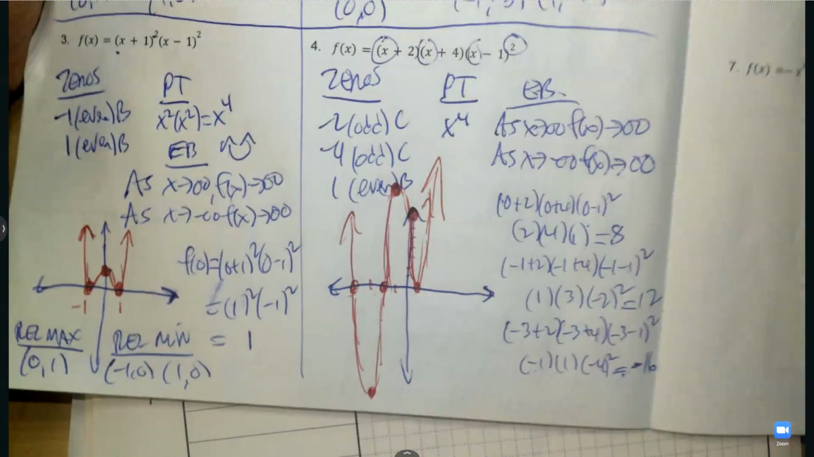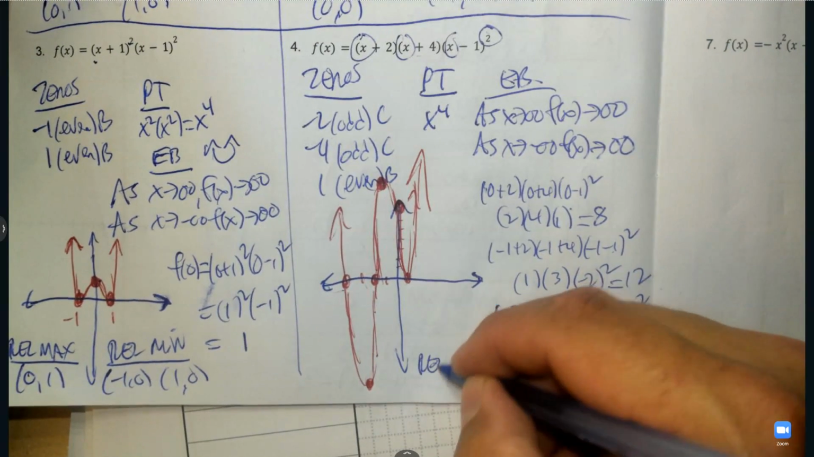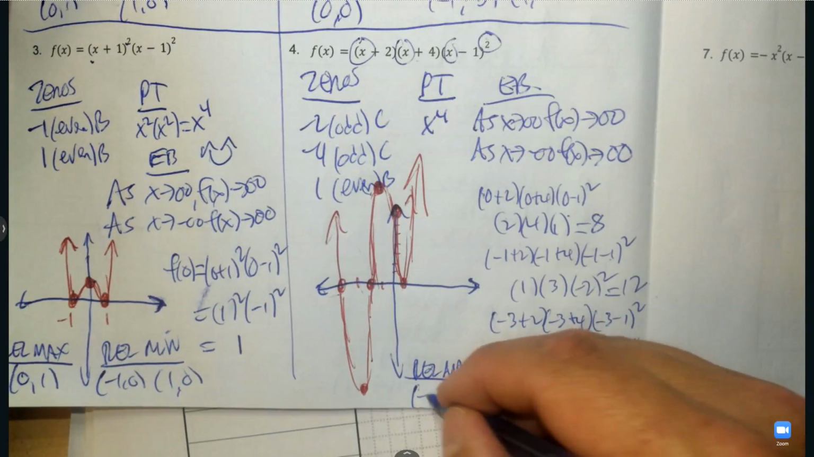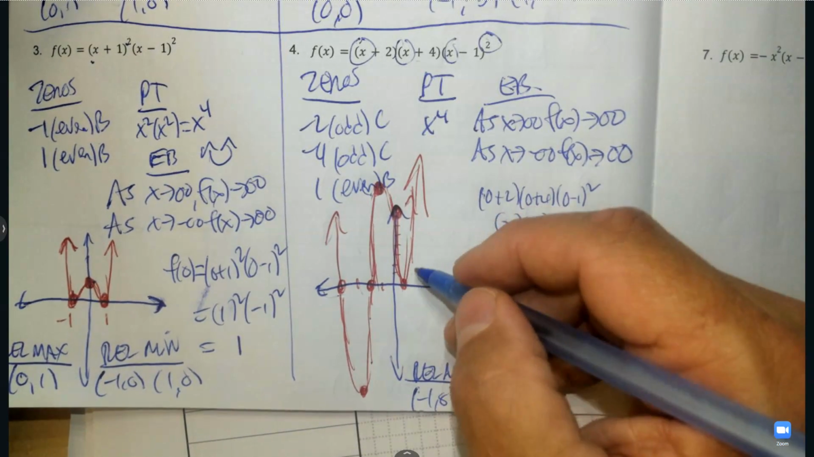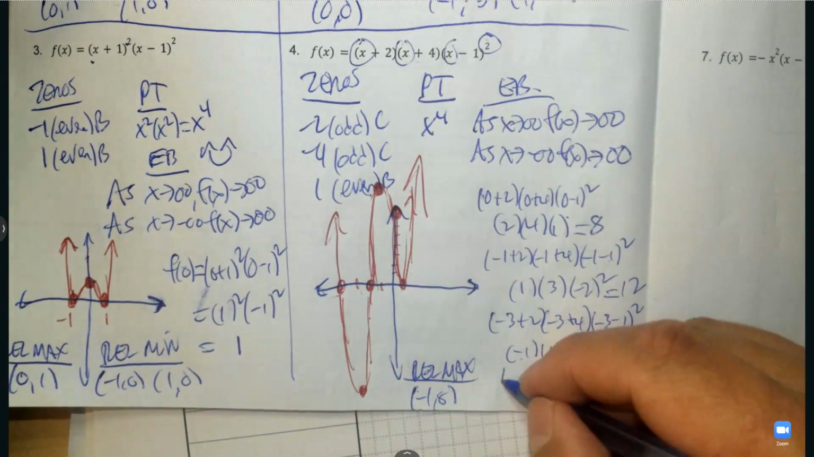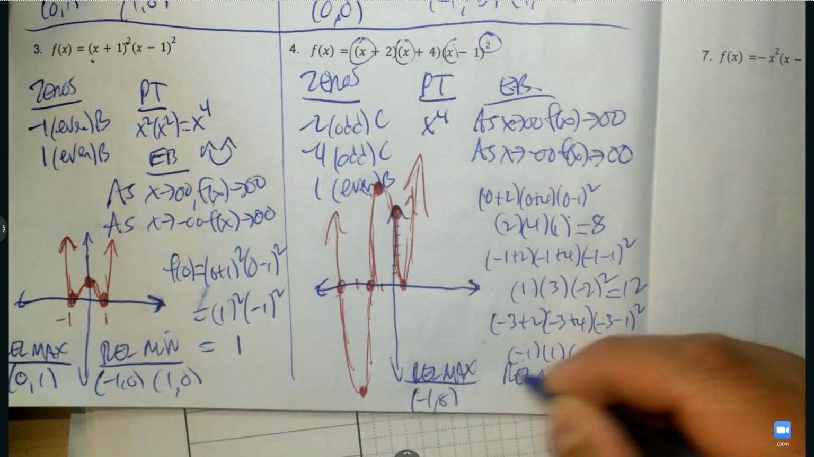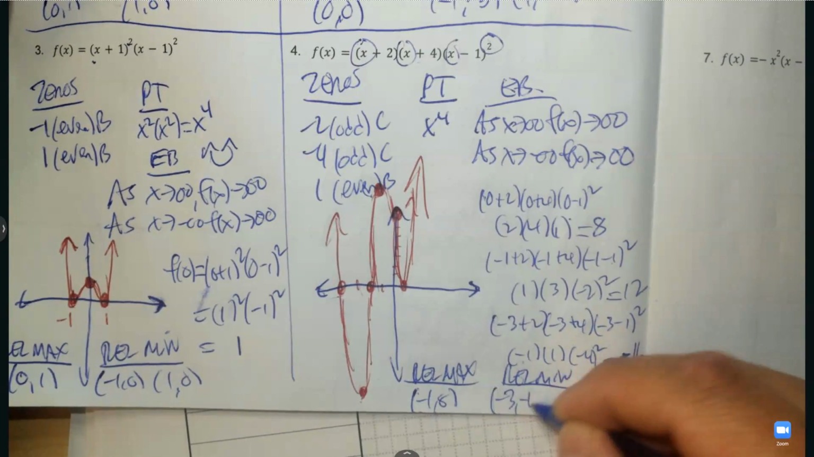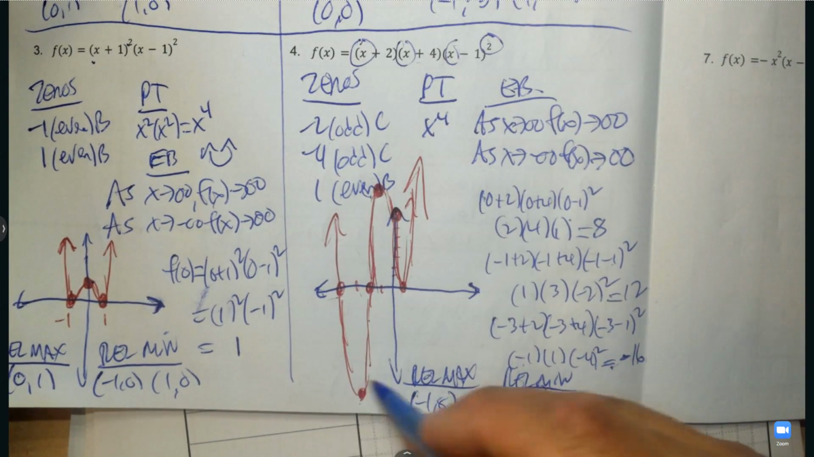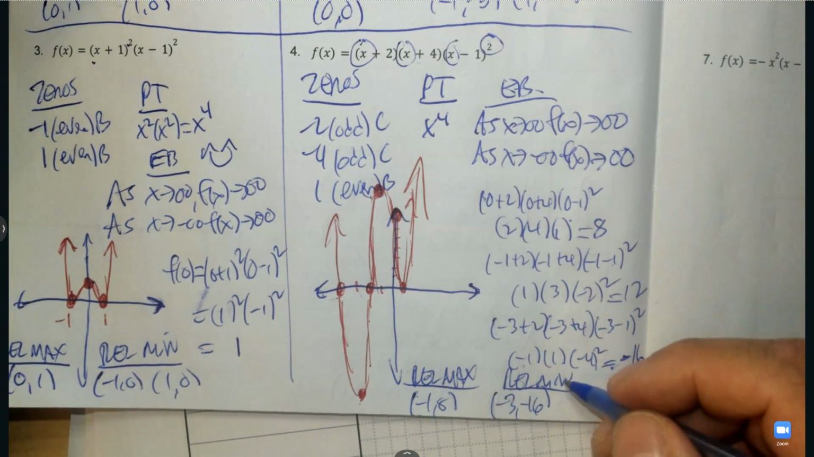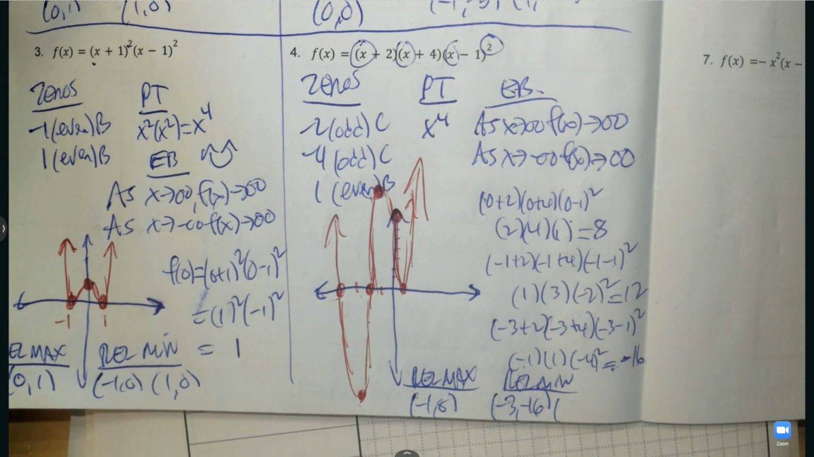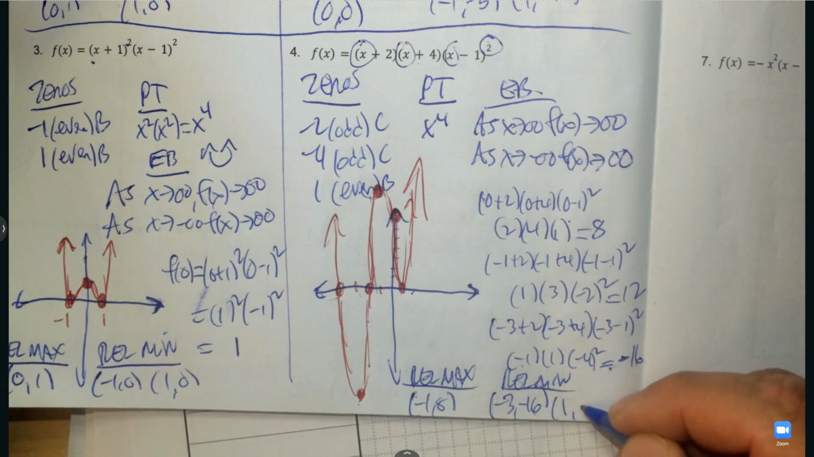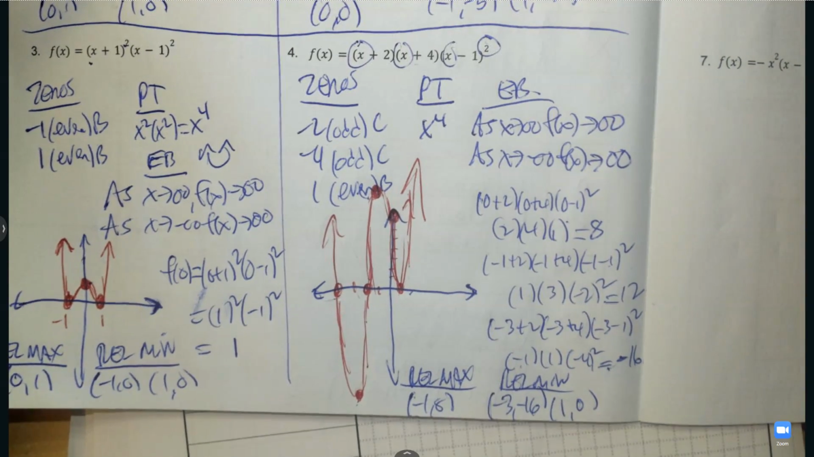And the last thing I want you to write down are the maximums and the mins. So we have a max up here at -1 and 8. That's it, one max. We have two minimums. So here at -3 and -16. And that's actually an absolute minimum because there's no lower point there. But we'll keep calling it a relative minimum. And then at +1 and at 0.